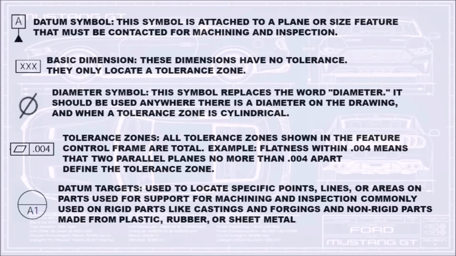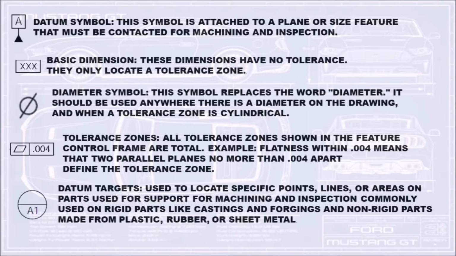Diameter symbol, this symbol replaces the word diameter. It should be used anywhere there is a diameter on the drawing, and when a tolerance zone is cylindrical. Tolerance zones, all tolerance zones shown in the feature control frame are total. Example, flatness within 0.004 means that 2 parallel planes no more than 0.004 apart define the tolerance zone.